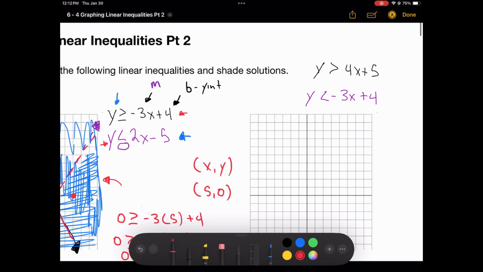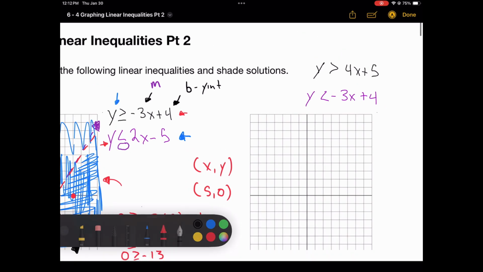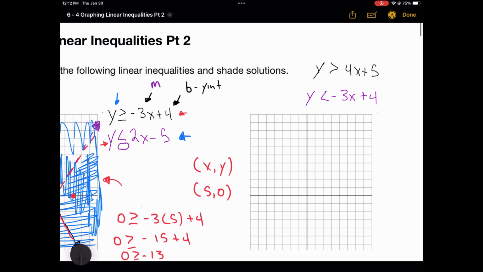So we're actually going to go over that in detail here. First I'm going to start by graphing the black line, and then I'm going to shade it, and then I'm going to graph the other line so I can show you what the shading looks like. Okay, so y is greater than 4x plus 5.